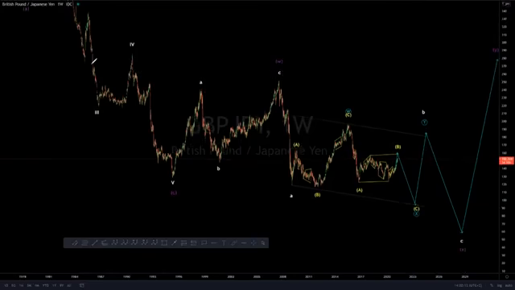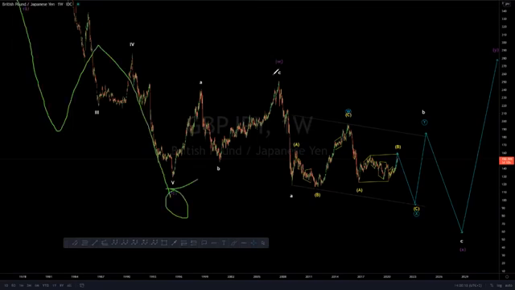All right, pound yen, we'll be looking at this here. This was just a 3-wave structure like this, an ABC. You can see that it's in the same degree. So I'll be starting to look at this here. Let me just use the red one.